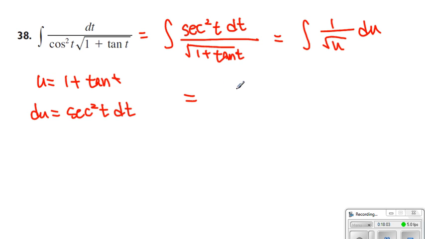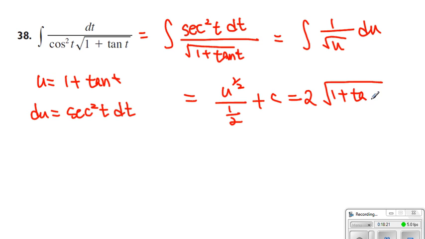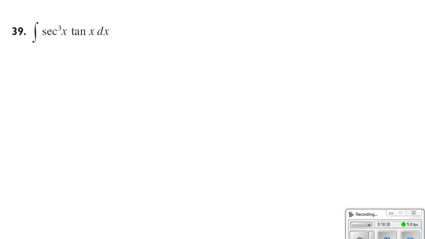Obviously, this becomes u to the 1/2 power over 1/2 plus c. Then this simplifies to 2 times square root of, since u is 1 plus tangent of t, plus c becomes our final answer. Alright, number 39. How about this one?